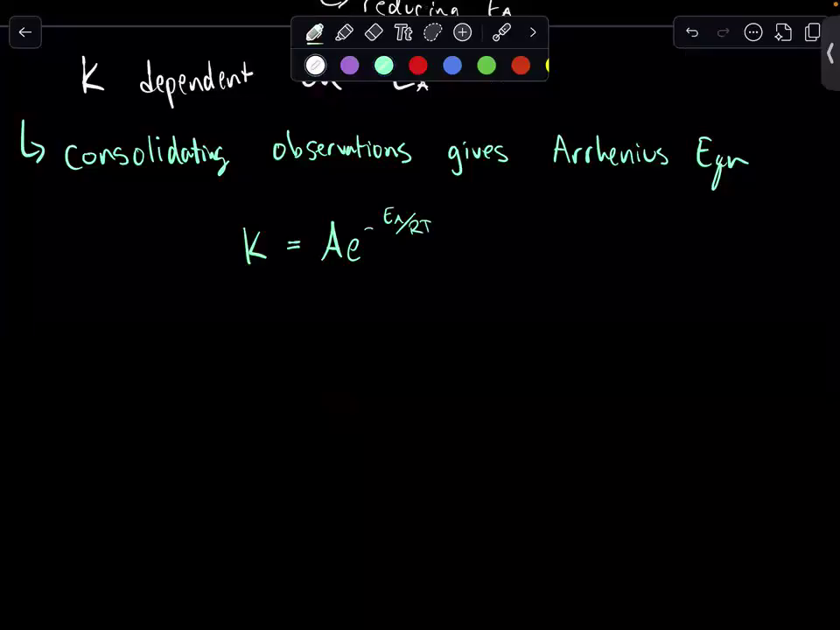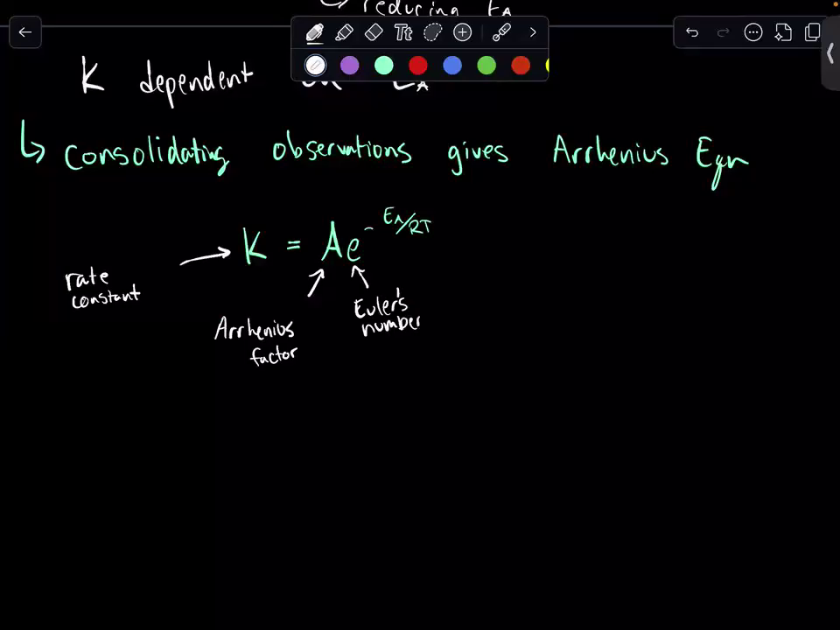So let's go ahead and describe each of these. We know this is our rate constant. We know the rate constant's units depend on the order of reaction. This is our Arrhenius factor, and we'll discuss that a little bit more in a bit. And our Arrhenius factor's units will actually mirror the units of the rate constant. E is simply Euler's number. This is a constant. EA is our activation energy.